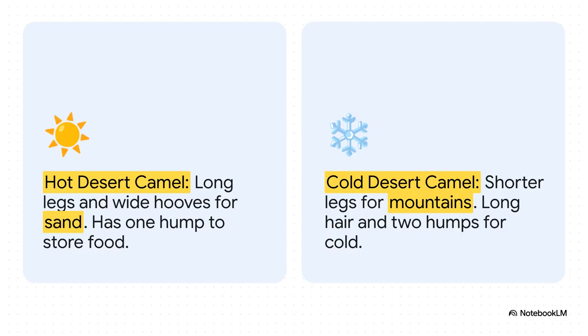Check this out. The camel from a hot desert has long legs to keep its body away from the scorching sand. But the camel from a cold, mountainous desert has shorter legs for better stability. The hot desert camel has 1 hump for storing food, while the cold desert one has 2. For surviving those really long, harsh winters. They're both camels, but they are perfectly adapted for 2 completely different worlds.